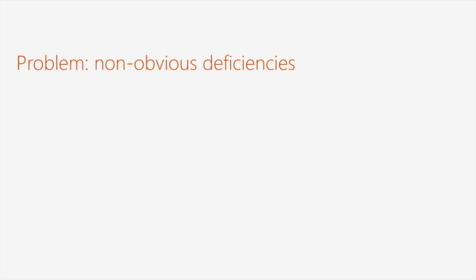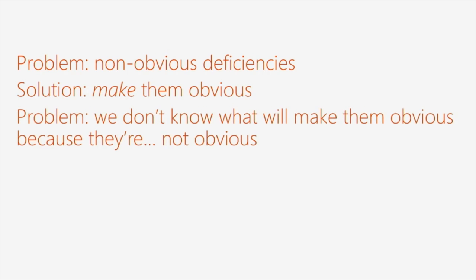So the problem that Tony Hoare identifies is that because writing simple software is hard, and because requirements tend to be kind of complicated, we end up with a lot of non-obvious deficiencies. Well, how do we deal with those? How do we find those and fix them? Well, we make them obvious. It sounds easy. But we don't know how to make them obvious because they're not obvious. You're not helping.